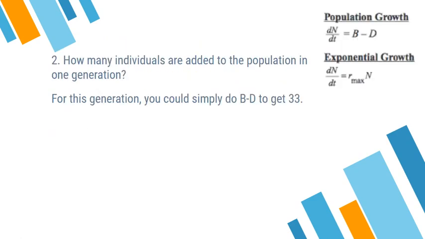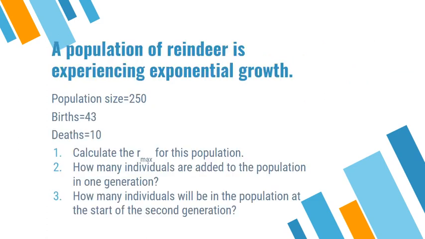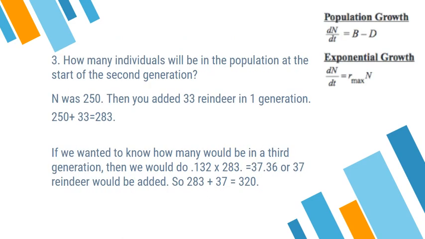33. There you go. Easy peasy. Next question. How many individuals will be in the population at the start of the second generation? Okay, so we had 250 and then we added 33. So now we have 283.